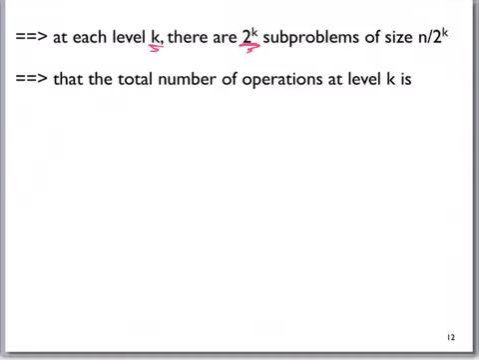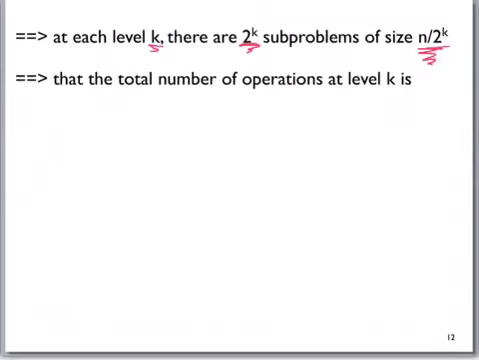So at level 0, there's 1 subproblem. Level 1, there's 2 subproblems. Level 2, there's 4 subproblems. And then each of those subproblems is of size n over 2 to the k. So for level 1, each problem size is n over 2. For level 2, there's 4 problems, and each one of them is n over 4, etc.